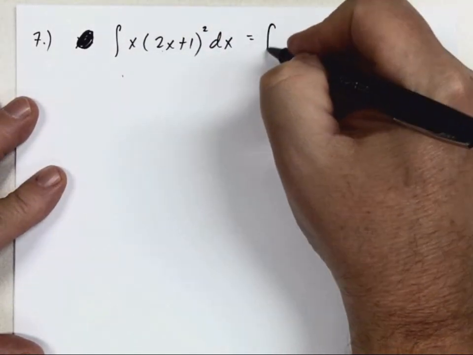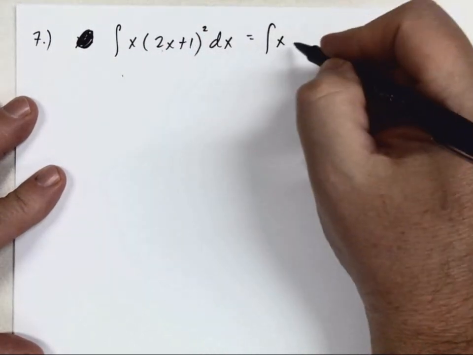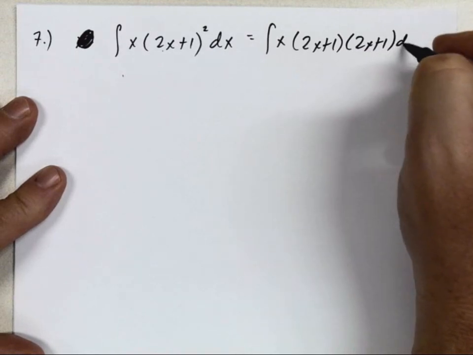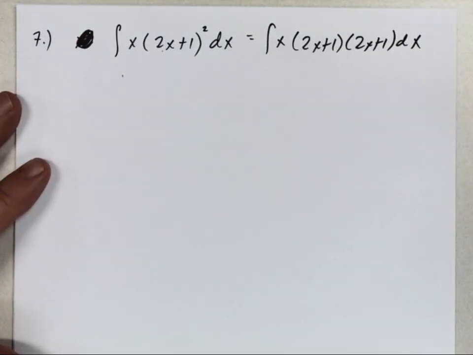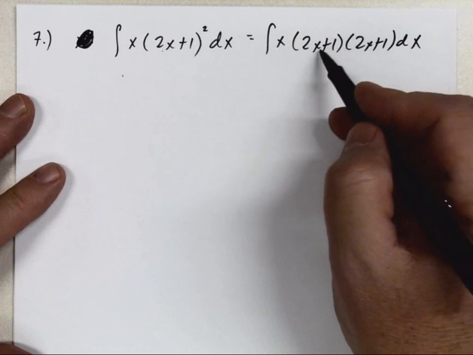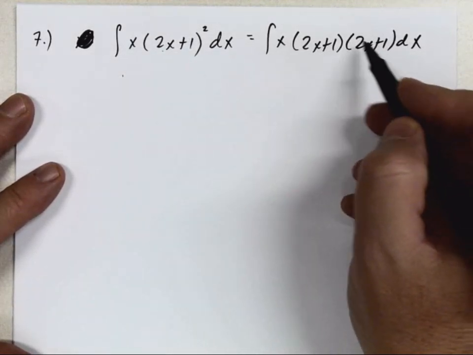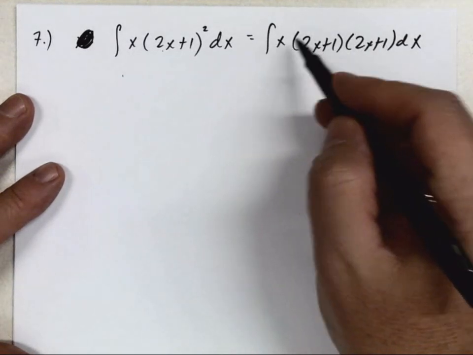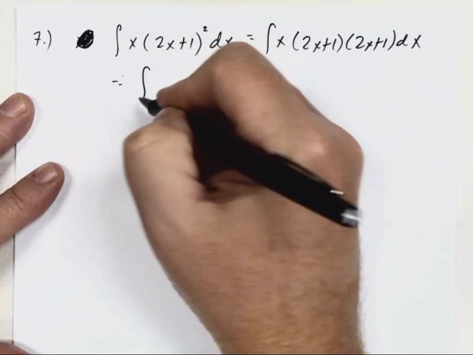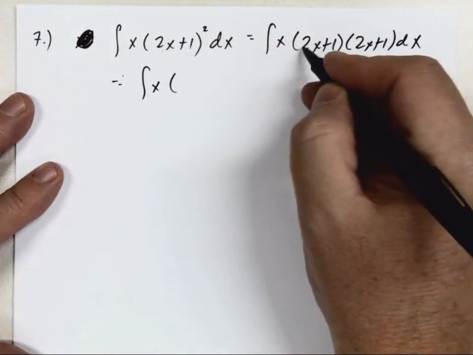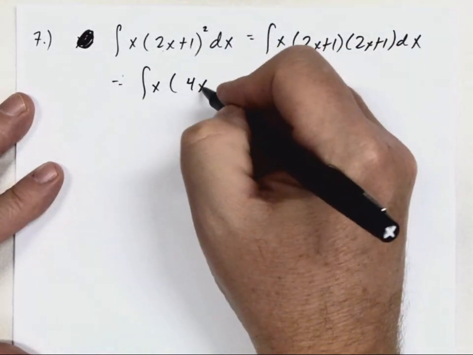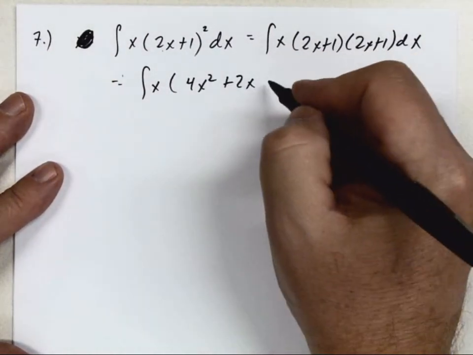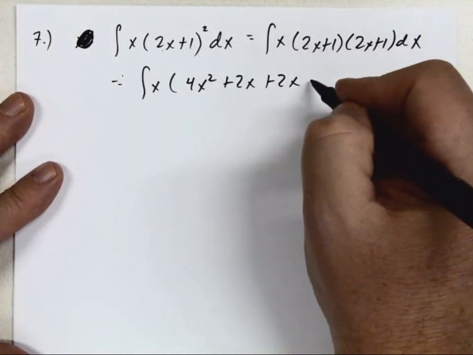if I rewrite this, hopefully you all realize that 2x plus 1 squared is really this. And sometimes you just have to bite the bullet. I'm going to multiply out these 2 binomials. A lot of you guys like to FOIL. And then when I'm done with that, multiply it by x. So if I FOIL, 2x times 2x is 4x squared, 2x times 1, and then 1 times 2x, 1 times 1.